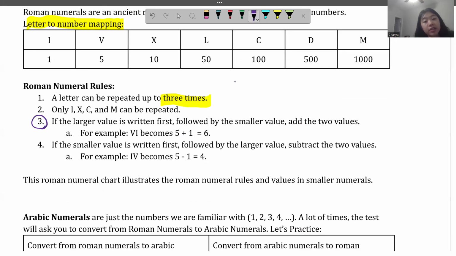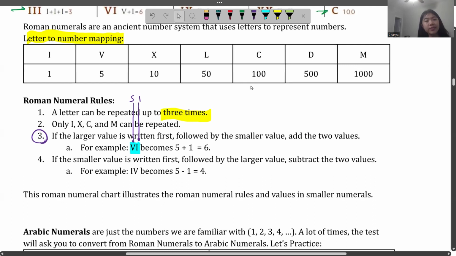If the larger value is written first, followed by the smaller value, you have to add the 2 values. An example of this is the representation of the number 6. You have V, which is the representation of the number 5, and then I, which is the representation for 1. However, since 5 is greater than 1 and 5 is written before 1, you add the 2 to create your value. So that would be 5 plus 1, which is equal to 6.